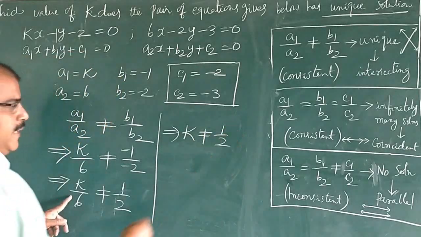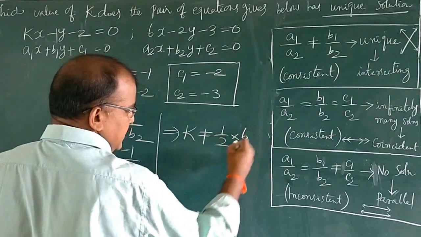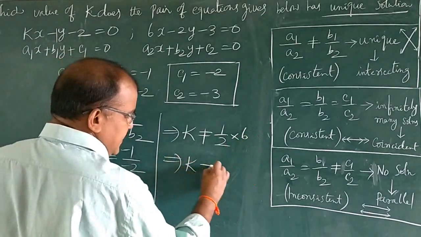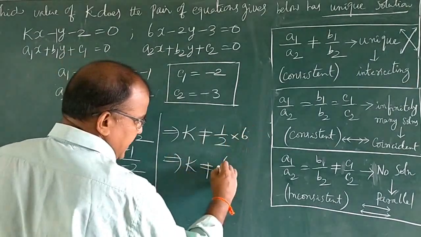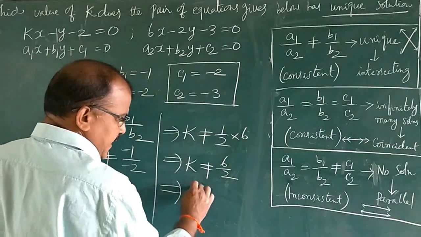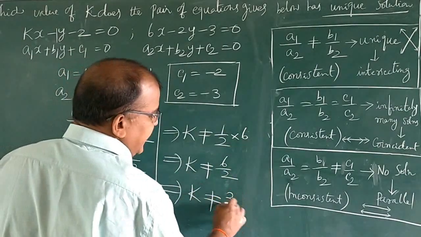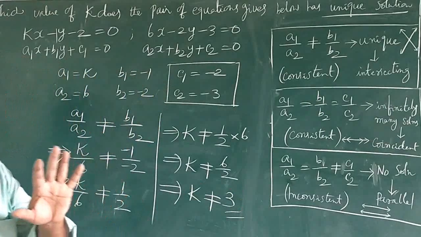The 6 will be transposed. That implies k is not equal to 1 into 6, 6 by 2. That implies k is not equal to 3. K is not equal to 3.